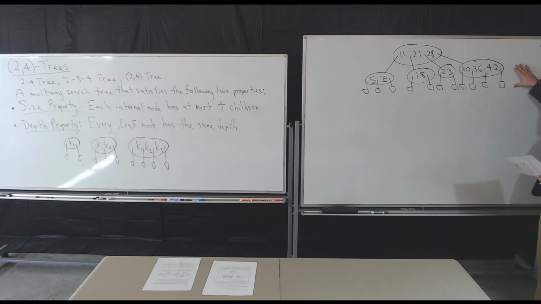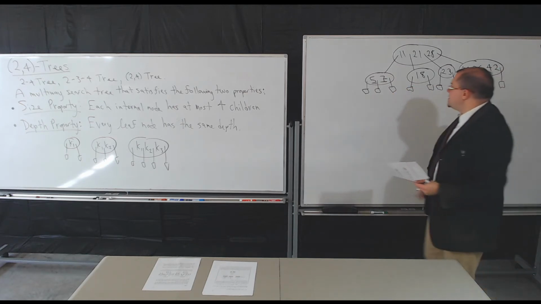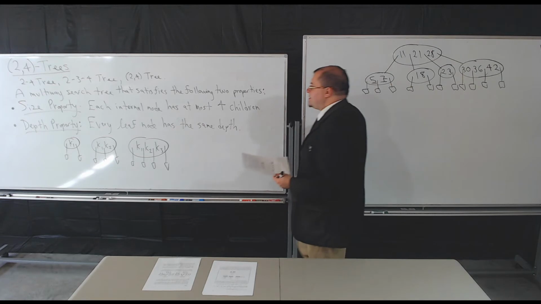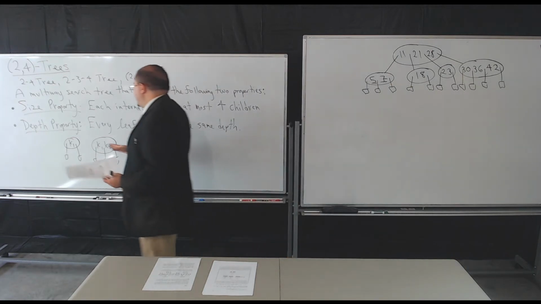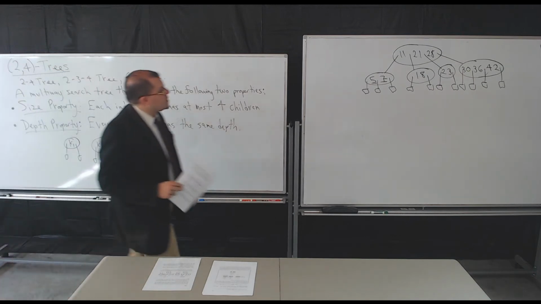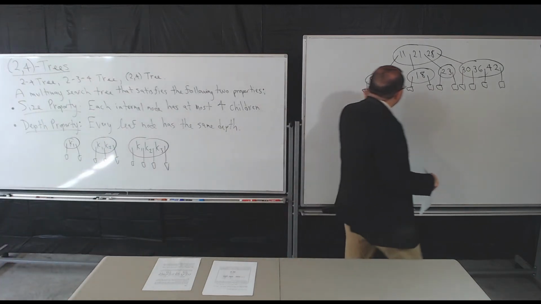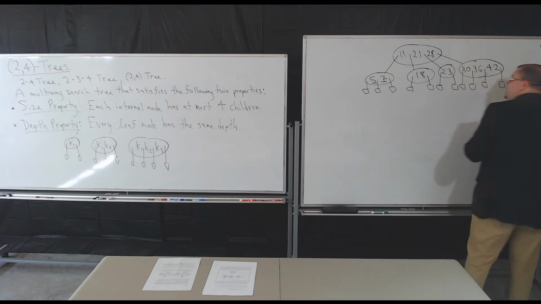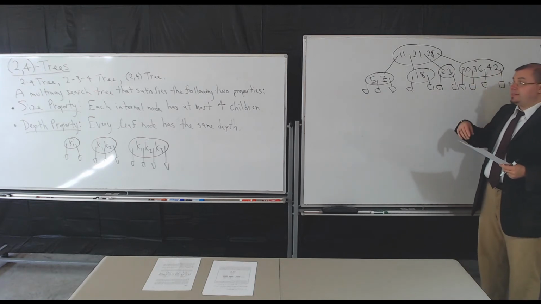So this is a 2-4 tree. Notice that all the leaves are on the same level, so they all line up like this. And it has the size property, so they have at least 2 and at most 4 children. You can already see that this is true in this tree. And it maintains the multi-way search tree properties I described before.